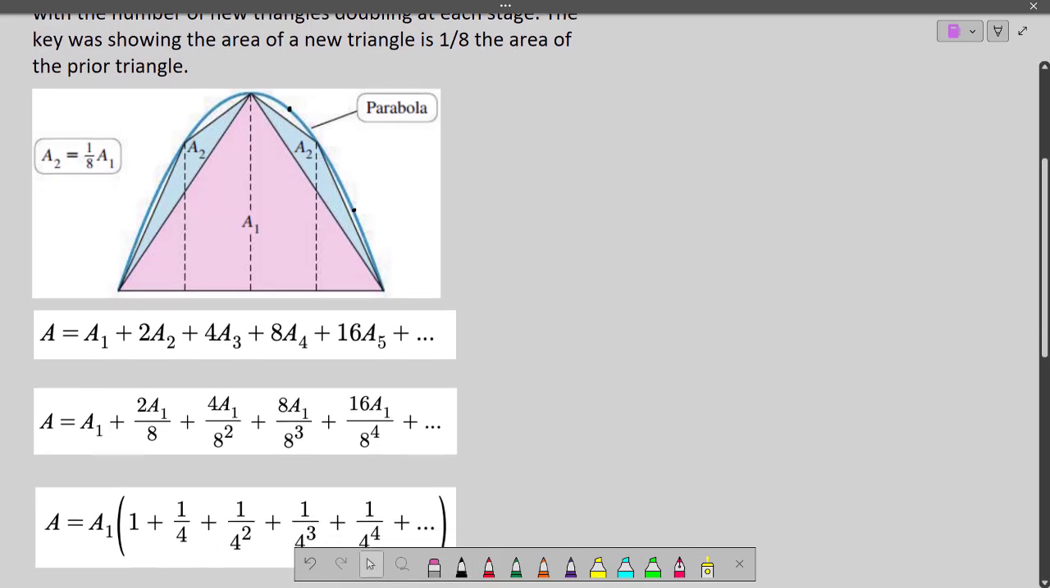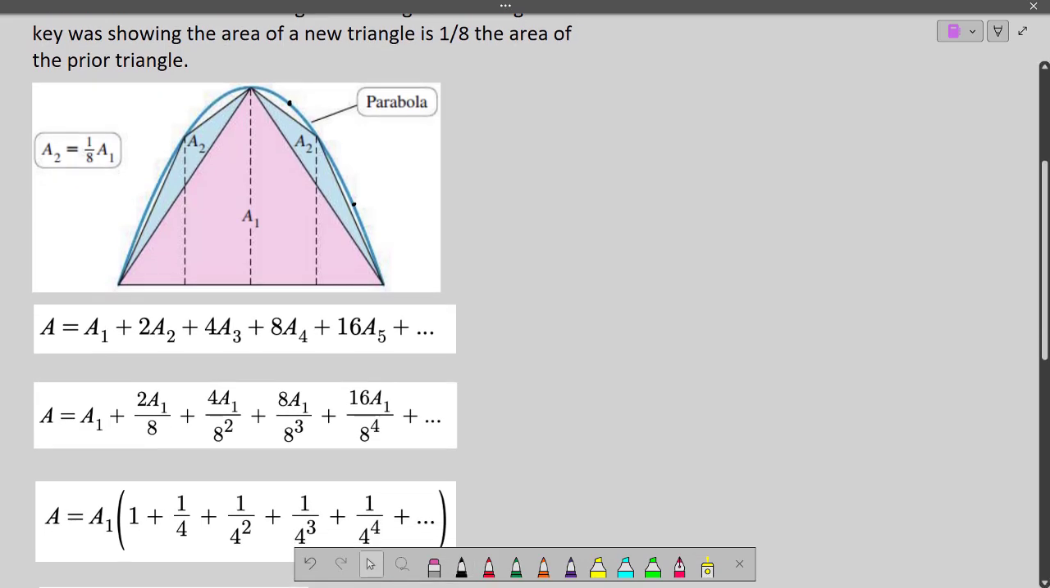And moreover, the important thing is that a sub 2, the area of this blue triangle, is going to be 1/8 the area of the first triangle. And that pattern is going to persist. A sub 3 is going to be 1/8 the area of a sub 2. Totally bizarre that there's this little pattern in there, so that makes it a geometric pattern. Geometric pattern is when you have a common multiplier. So you get to the next term by multiplying by some common number. In this case, it's 1/8.